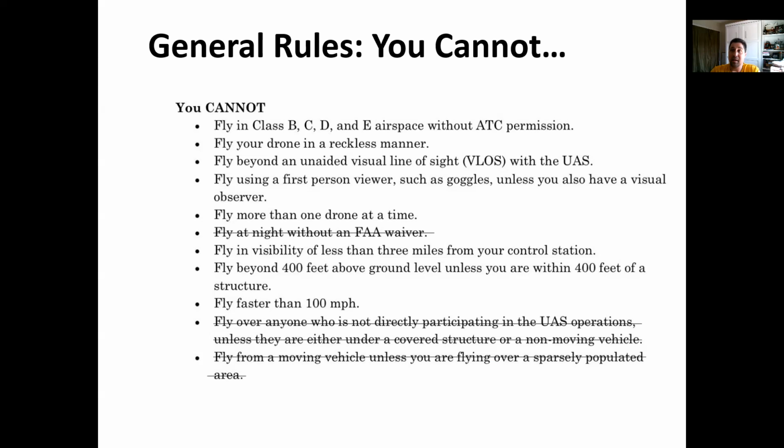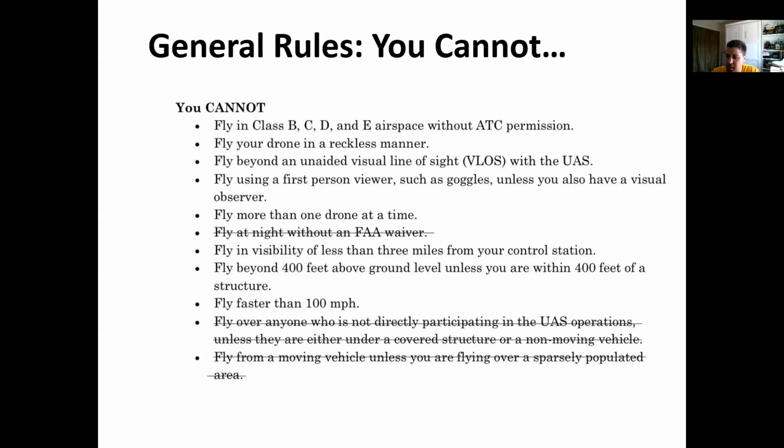Fly more than one drone at a time. That doesn't mean that you and another person with you, you're flying one drone, they're flying another drone. That's not what that's saying. It's basically saying that I'm not supposed to be flying two separate drones, just me. Okay. That's a no-no.